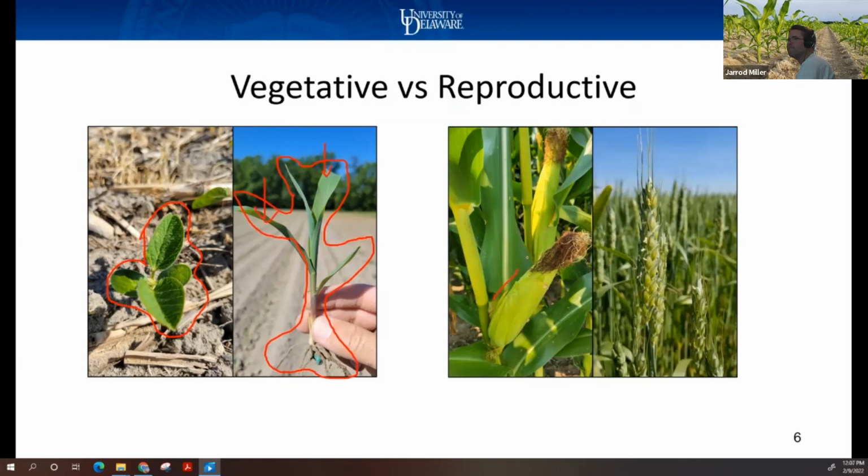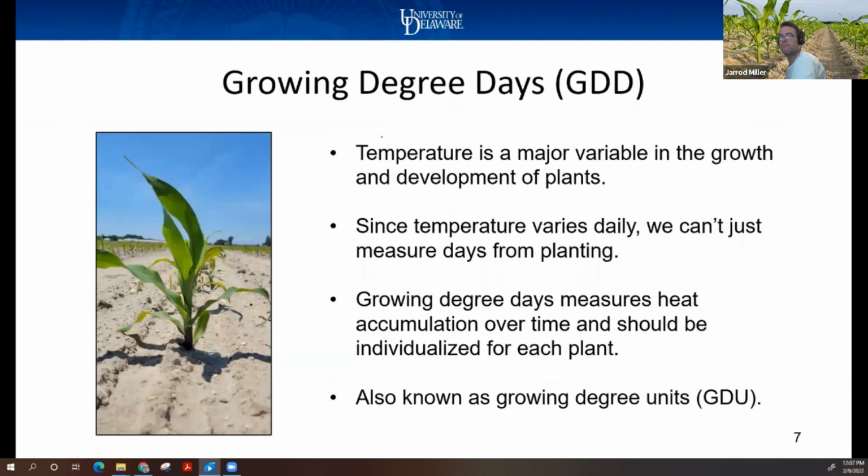And then reproductive, that's when we start forming our seeds. You start to see the seed formation. So we have flowering. These little anthers on here, those are the flowers on wheat. That's actually flower. And same thing here when you have these silks coming out on the corn that are pollinating.